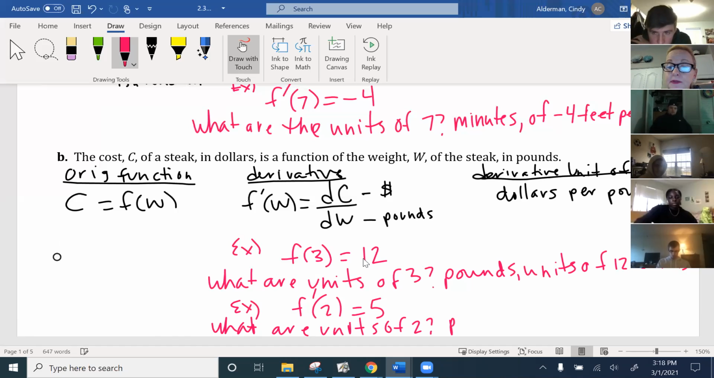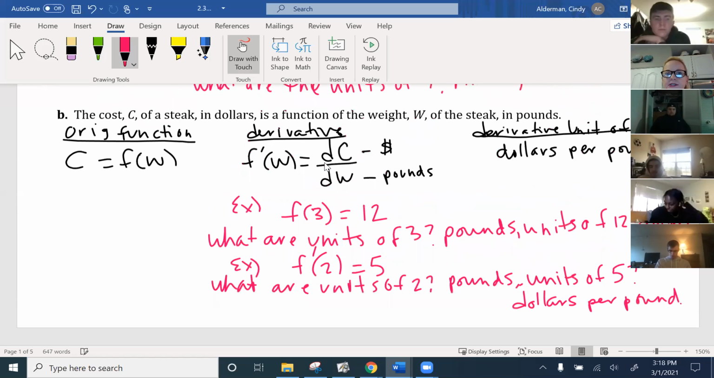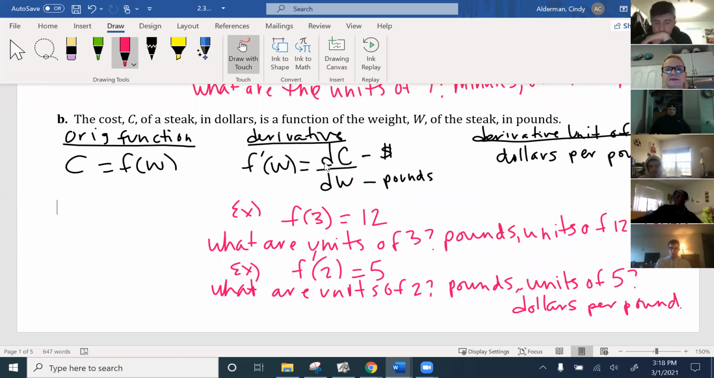Pounds? Yeah, definitely. And then if I say units of 5, you would say what? Dollars. Yeah, you would say dollars what? Per pound. Yes, very good. Okay, so I think I made that a little more clear. Any questions on that? So the main thing is when you're talking about the derivative, it's a rate. So your unit of measure needs to be something per something, okay?